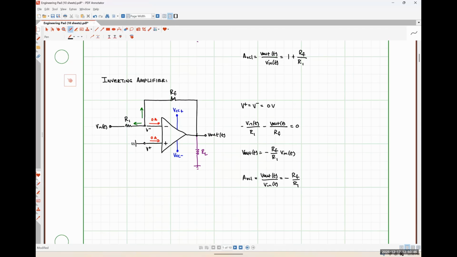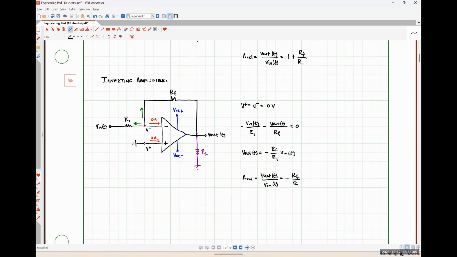So with this particular amplifier, we can provide not only gain, so whenever RF is greater than R1, we'll see that our output is larger than our input, but we can also achieve attenuation, meaning we can make a signal smaller at the output than it was at the input.